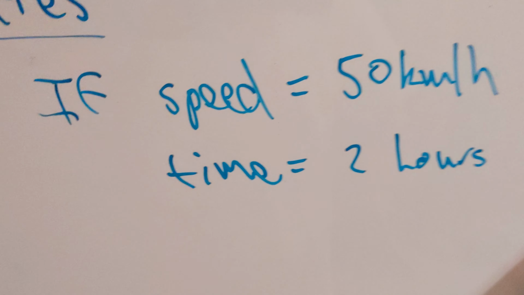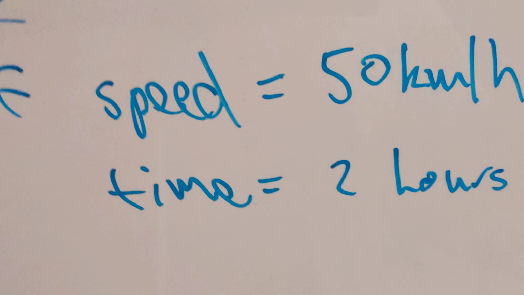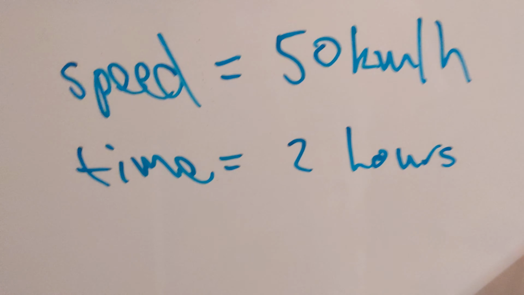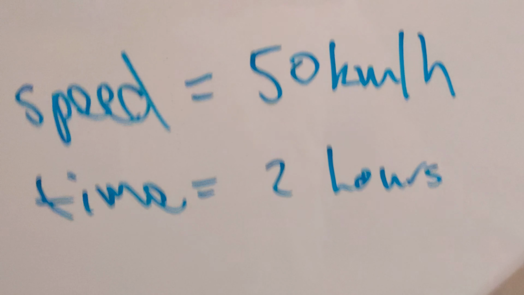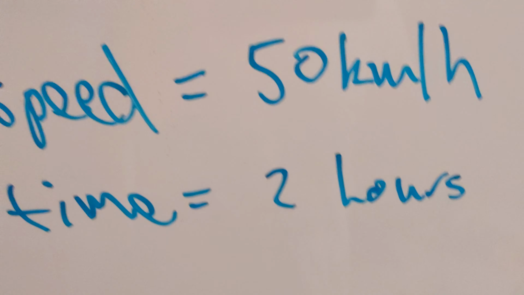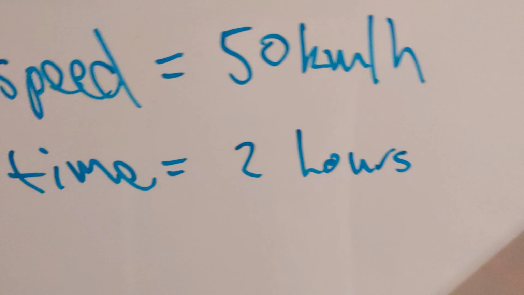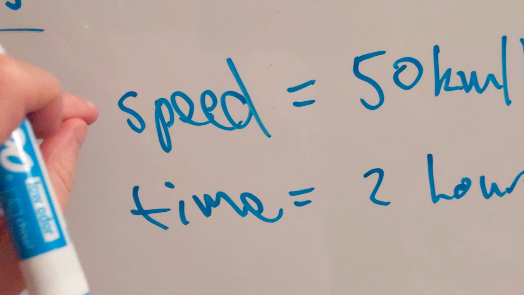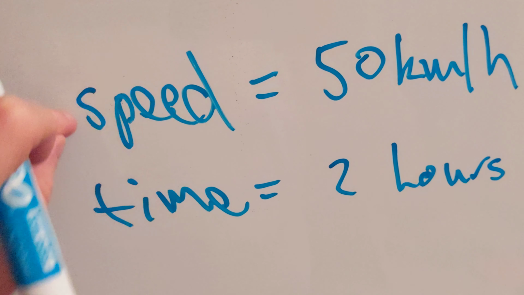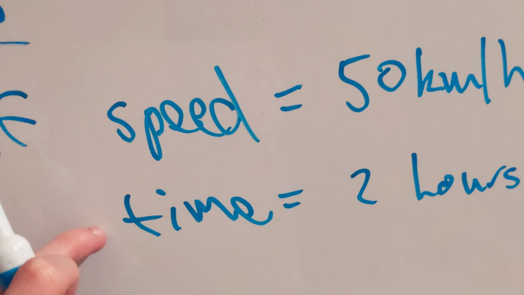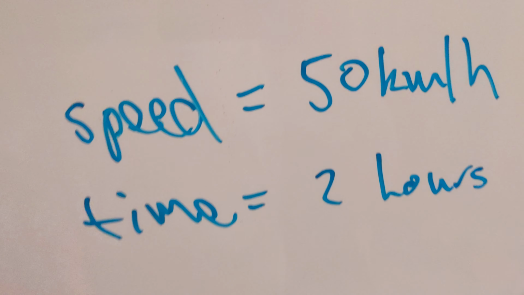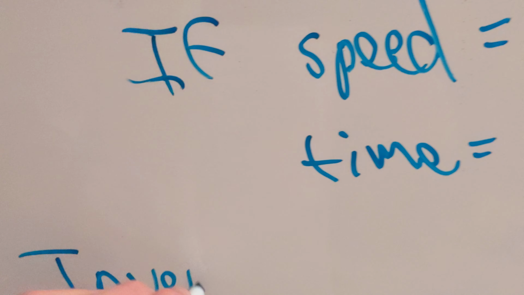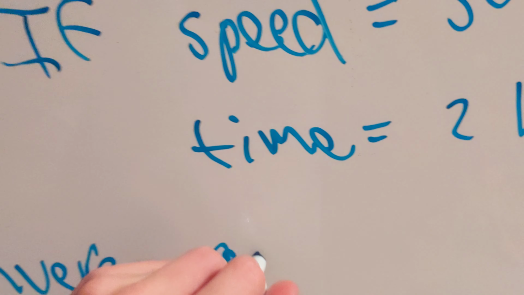Now, if I were to go faster, what would happen? Well, I would decrease my time. I would get to my destination in less time. And the opposite's true. If I was to actually travel slower, it would take me even longer. So this differs to direct proportion because as I'm increasing one variable, the other one decreases. So as one goes up, the other one goes down. Now, the term here is inverse proportion.